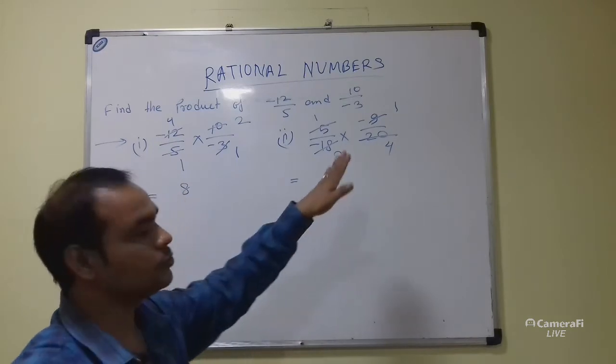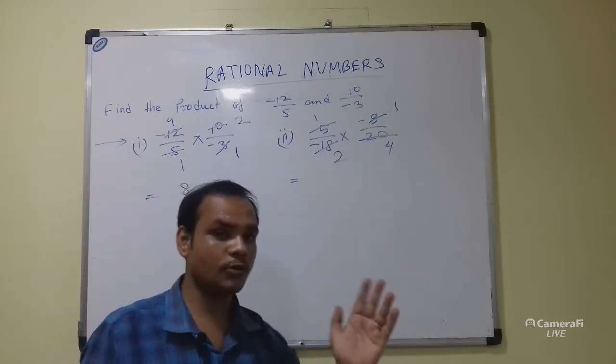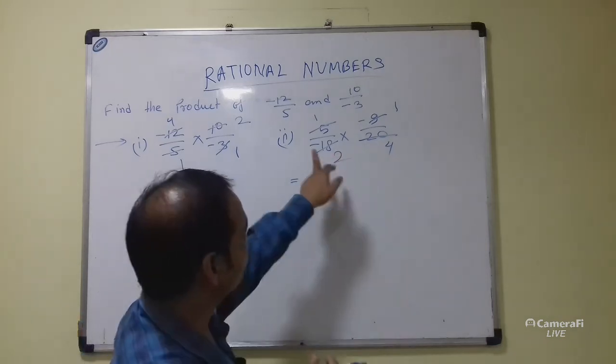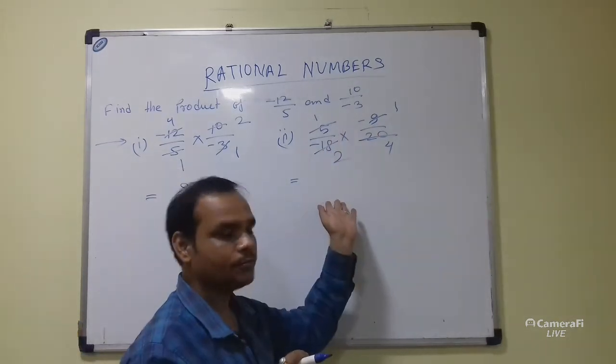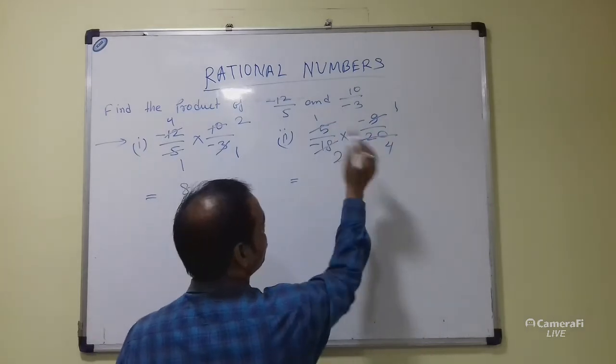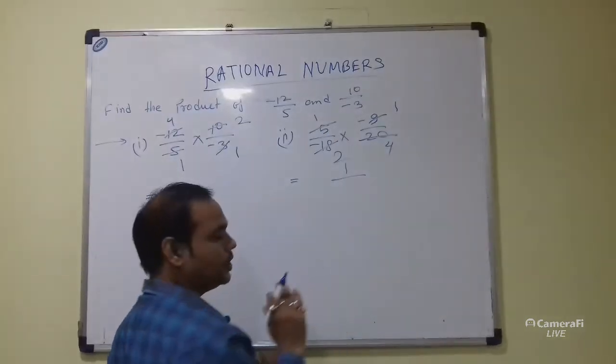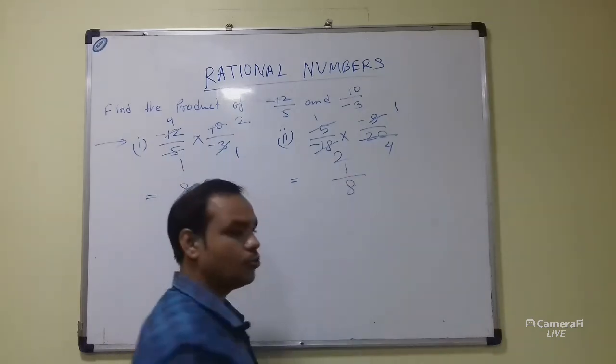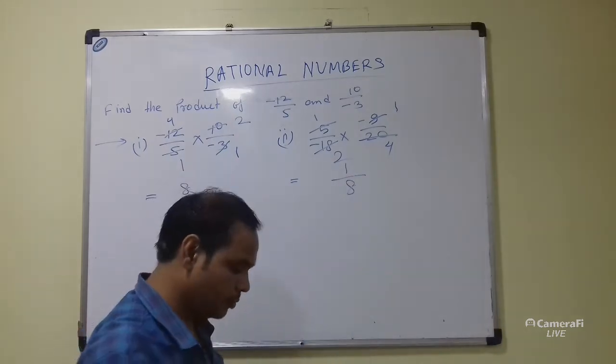Now the numerators are 1. Okay students, so at first we have to see the sign. Negative multiply negative is positive. Now numerators are 1 and 1, so 1 multiply 1 is 1, and denominators are 2 and 4, so 2 multiply 4 is 8. So 1 by 8 is the answer. I hope you understood.